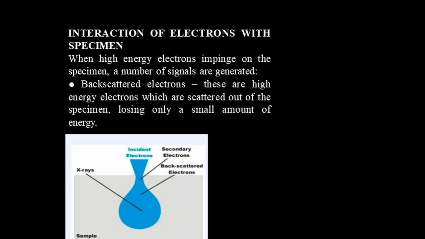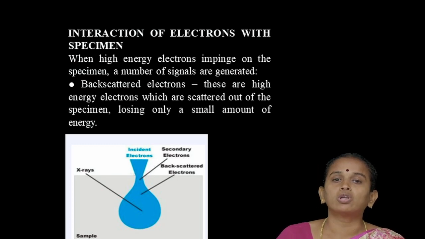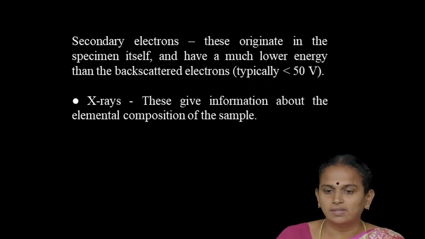We can get the secondary electrons and backscattered electrons from the sample. So when high energy electrons impinge on the specimen, a number of signals are generated. Backscattered electrons are the high energy electrons which are scattered out of the specimen, losing only a small amount of energy. And the secondary electrons originate in the specimen itself and have a much lower energy than the backscattered electrons, typically less than 50 volts.